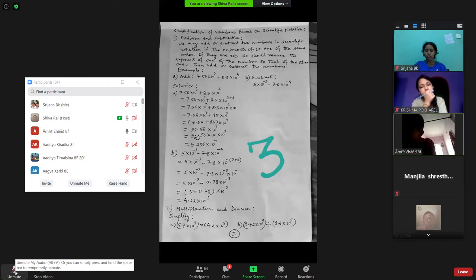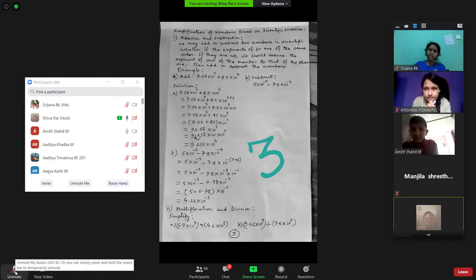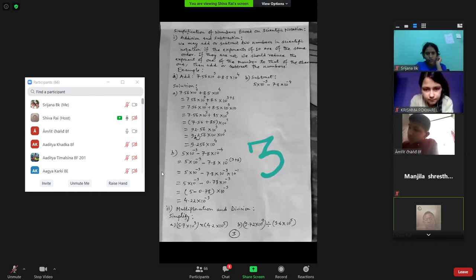Okay. So look here. Now we are getting 9.256 into 10 into 10 cube. Now if you multiply 10 into 10 cube, you will get 10 to the power 4. Now finally we are getting 9.256 into 10 power 4. It is in the form of scientific notation. Value of A is 9.256 and 10 to the power n is 10 power 4.